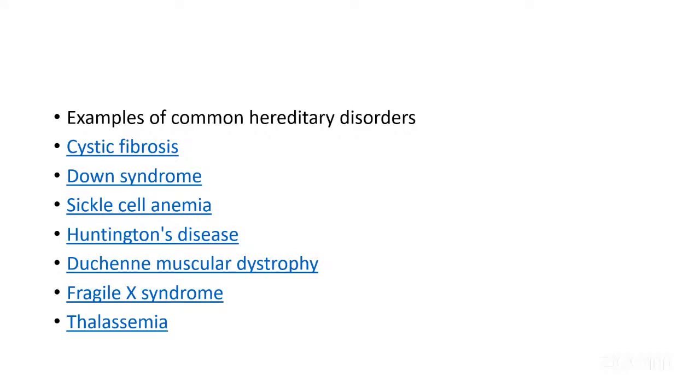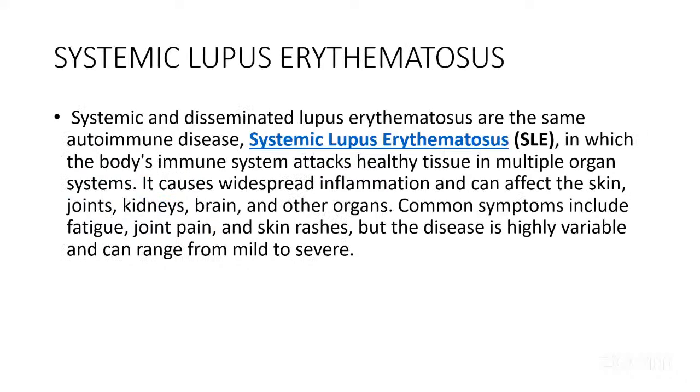So we move swiftly to systemic lupus erythematosus, SLE. Systemic and disseminated lupus erythematosus are the same autoimmune disease. So if you say systemic LE or disseminated LE, you mean the same autoimmune disease, which is SLE, in which the body's immune system attacks healthy tissue in multiple organ systems.